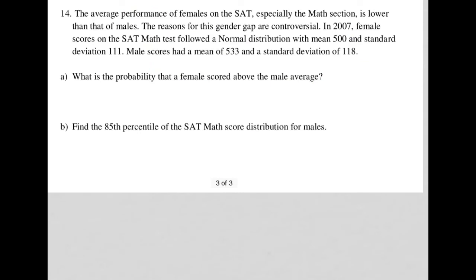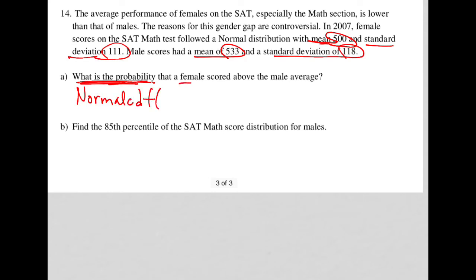All right, last problem, number 14. So we have the average performance of females on the SAT, especially in the math section, is lower than males. The reason's controversial. In 2007, female scores on the ACT math test followed a normal distribution with a mean of 500. We need that. Standard deviation of 111. Male scores had a mean of 533 and a standard deviation of 118. So what's the probability? Well, right there, I already know what I'm using, normal CDF.